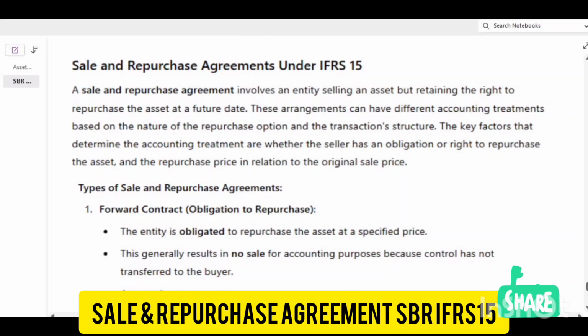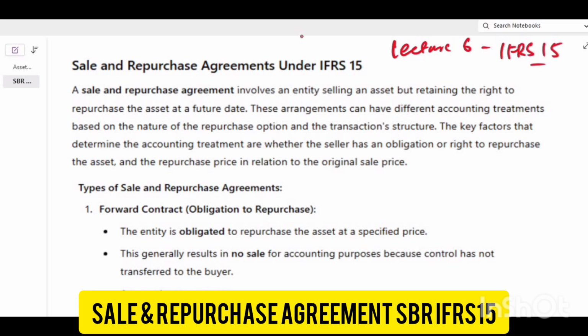Okay, Bismillahirrahmanirrahim. Today is lecture number 6, and this is the continuity of IFRS 15 revenue recognition. Today's topic is sale and repurchase agreement under IFRS 15. So we have to study today the sale and the repurchase agreement under IFRS 15.